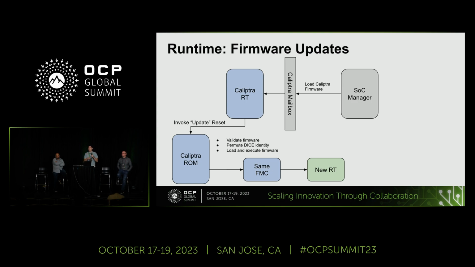ROM has special flows for doing updates. We reestablish the DICE chain. FMC is still responsible for assigning a certificate for the new runtime alias key. And then we also maintain that history of measurements in the PCR bank. So your whole SoC attestation still has a view of all the hitless updates you've gone through.